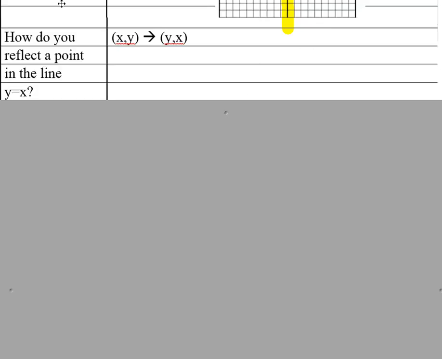And the last line of reflection is reflecting a point or a figure in the line y equals x. I don't know if you recall, but in algebra, the line y equals x is a diagonal that goes straight through the origin. So this here is the line y equals x. It's a diagonal that goes straight through the origin.